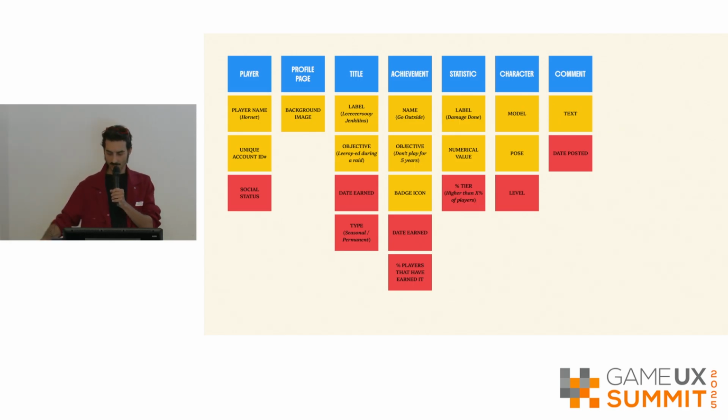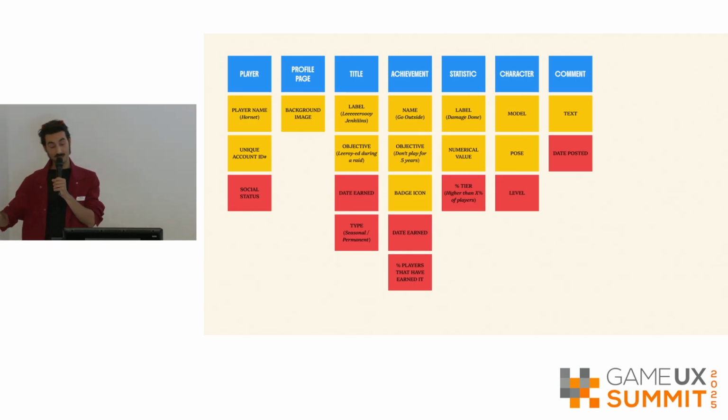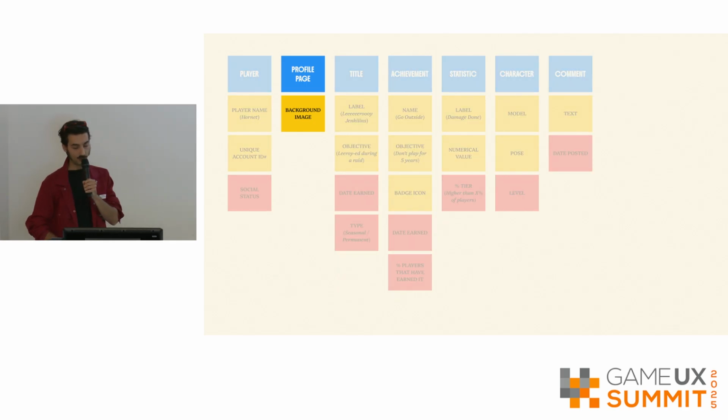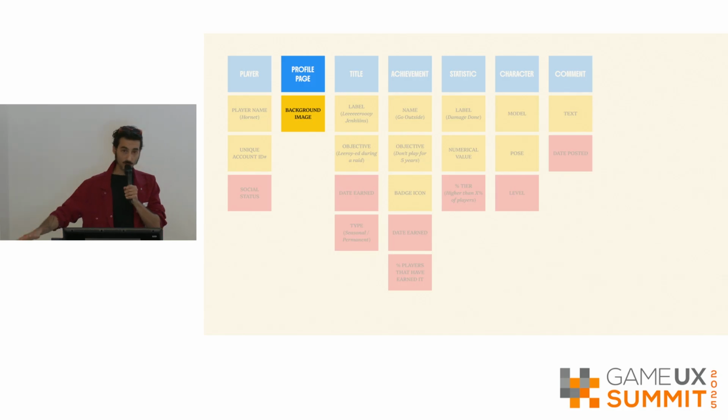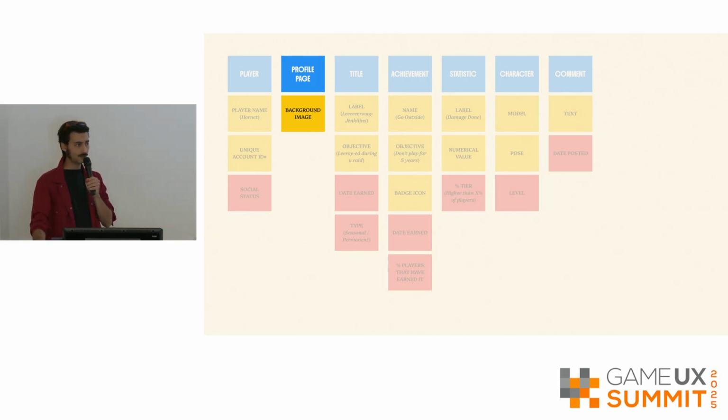So starting with one object, let's consider how each of the other objects can nest in it. And we're going to go with the profile page first. And we've already established this is an object. It has a core element that's a background image. But we also know that we want players to be able to curate content in the profile page.